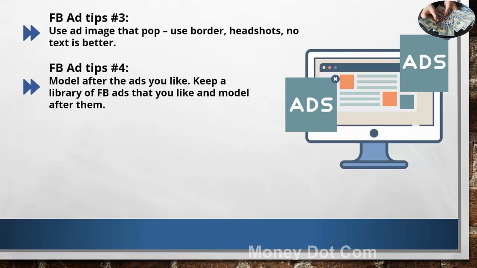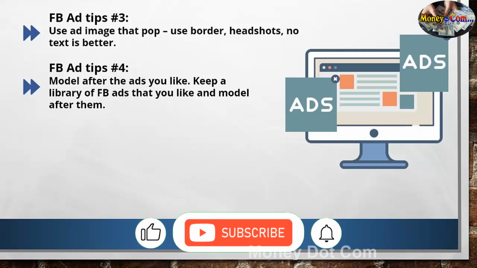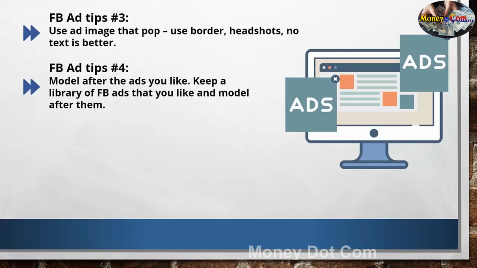Tip number 4. Model after the ads you like. When I started in Facebook marketing, I used to collect the good advertisements, all the good pictures, all the good content, all the headlines, and always keep them ready. Once you set up your own advertisements, they always appear in your mind, and you can model your advertisement after them, or you can go to a library and search for those ads and model yours after that.